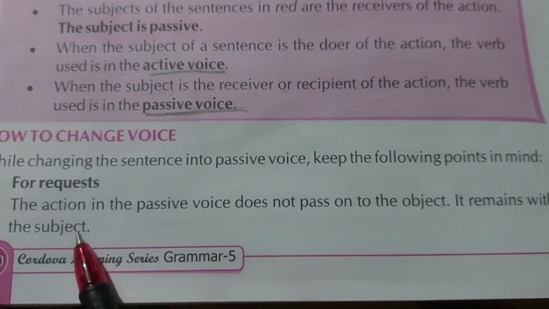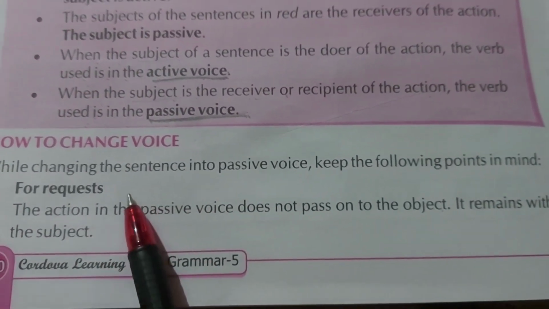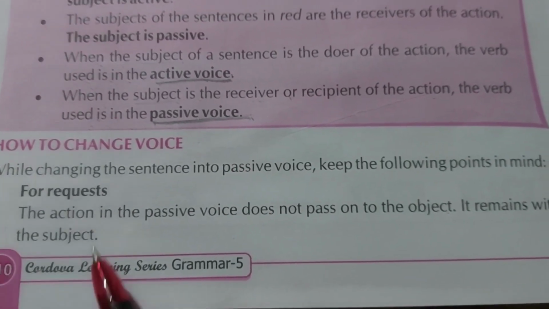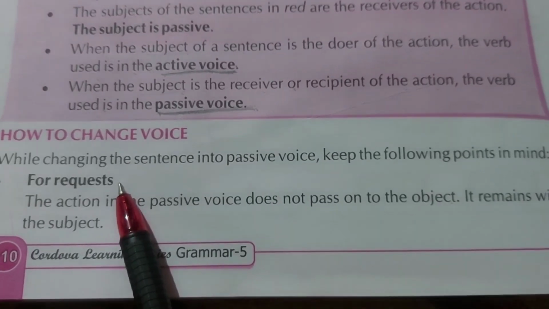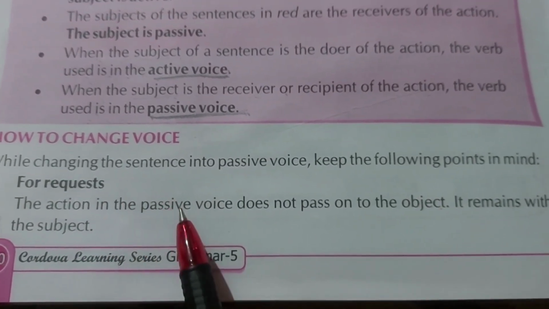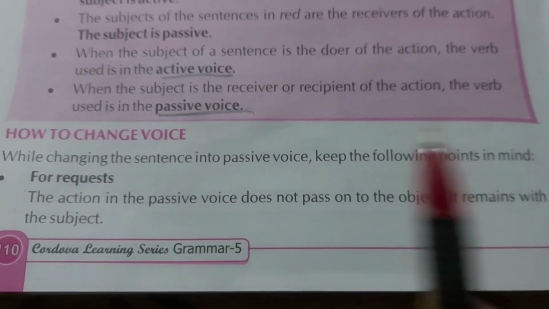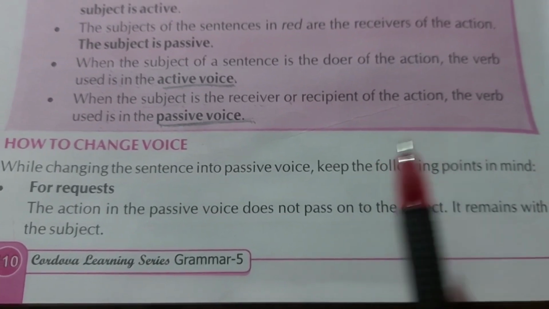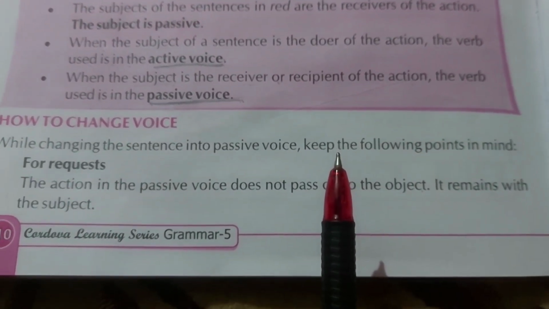Earlier we discussed that when we are changing active into passive, we change the subject with the object and object with the subject. But in this, if we are going for the request, we are not going to change in the passive voice and replace our subject with object. The object will remain at its position and subject will remain at its own position. Okay, so let me have an example to understand in a better way.